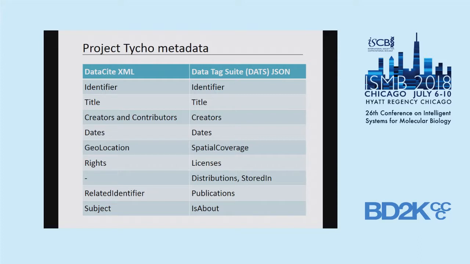For the metadata, we have two formats. We have DataCite XML files for each data set, and we have the Data Tag Suite from bioCADDIE, JSON files, also for each data set. Each uses slightly different terms, but roughly the same information. In DataCite, we have the title, identifier, creators, dates, geolocation, and then for the Data Tag Suite, the same kind of information, also the isAbout and the subject. We try to really use as many terms as possible to have very rich metadata.